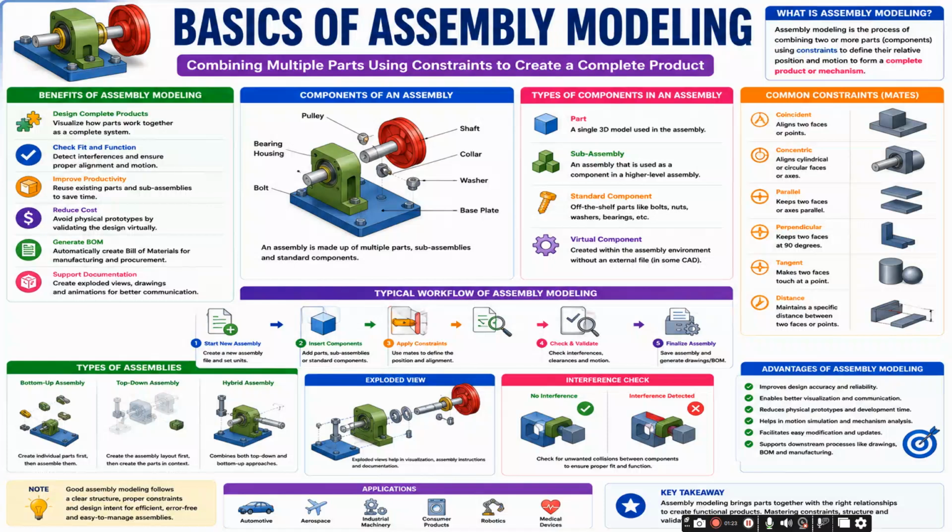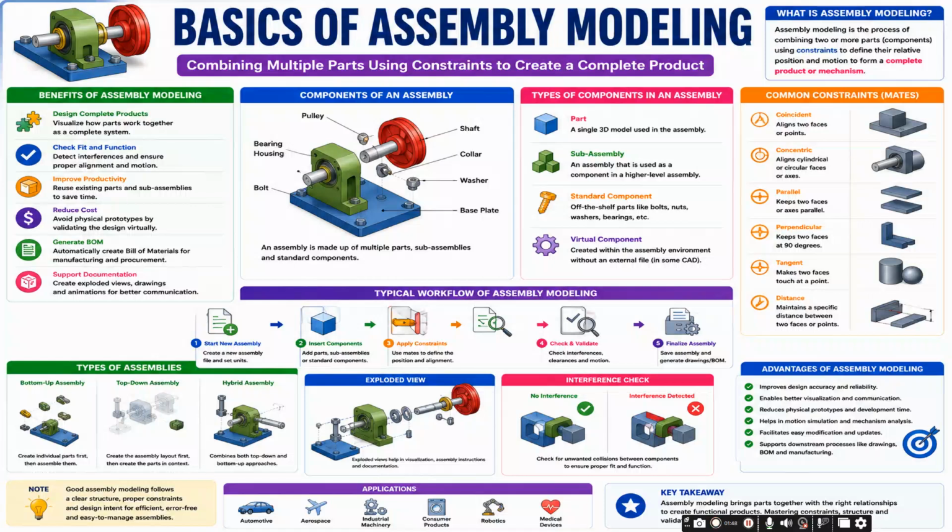The components of an assembly. An assembly is made of multiple parts, subassemblies, and standard components. So, this diagram clearly shows a number of parts of the assembly components, for example of the product: bolt, bearing housing, then pulley, shaft, collar, washer, then base plate.